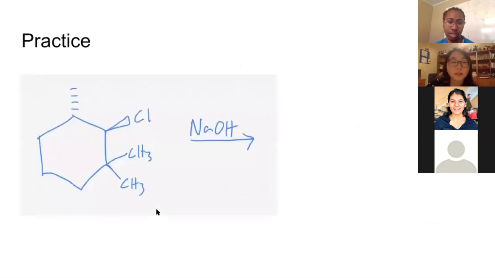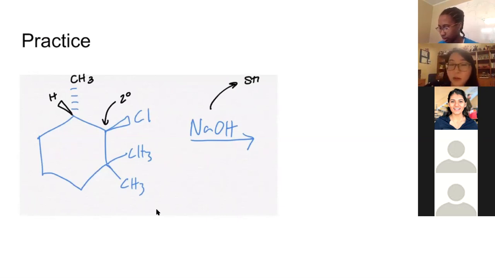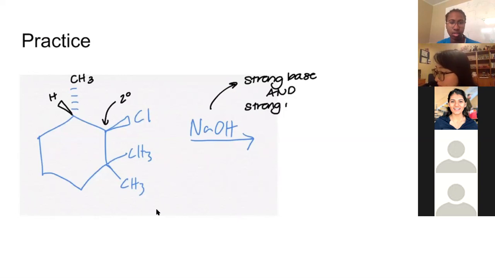So now we're going to do this last practice. Again, we want to look at our substrate. Secondary, not super helpful. I'm going to draw on this hydrogen, just so you remember. Remember, it's just going to be a CH3 up here. And so NaOH is going to be both a strong base and a strong nucleophile. So immediately we're going to think, okay, maybe SN2, maybe also E2. We want to think about those two. First, we can go ahead and draw our SN2.